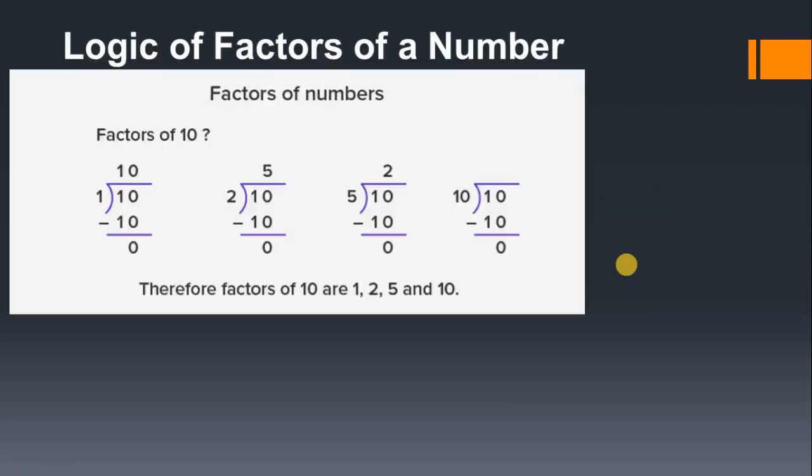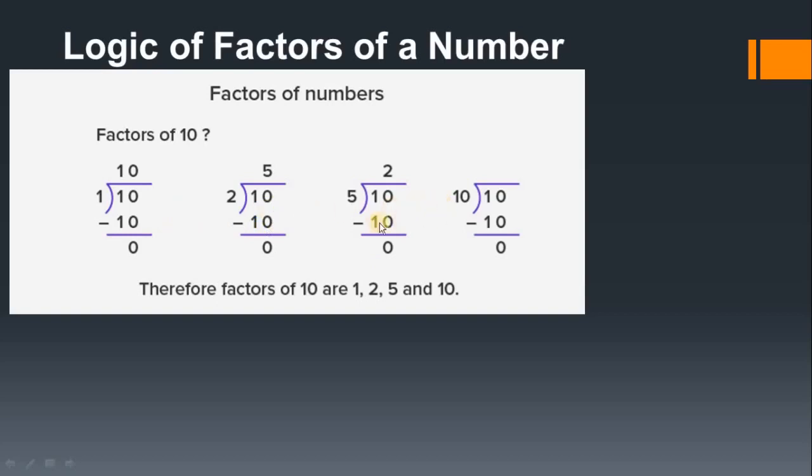The logic of factors of a number is very simple. You can observe in this image, suppose we are taking an input number 10, then we will try to divide it by other numbers. If you divide by 1, you will get remainder 0. If you divide by 2, you will get remainder 0. If you divide by 5, if you divide by 10, you will get the remainder 0.